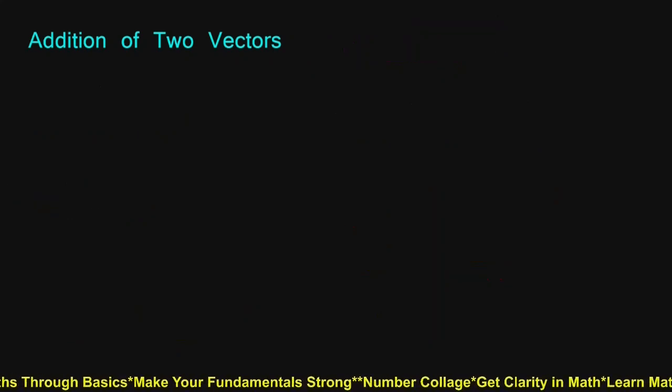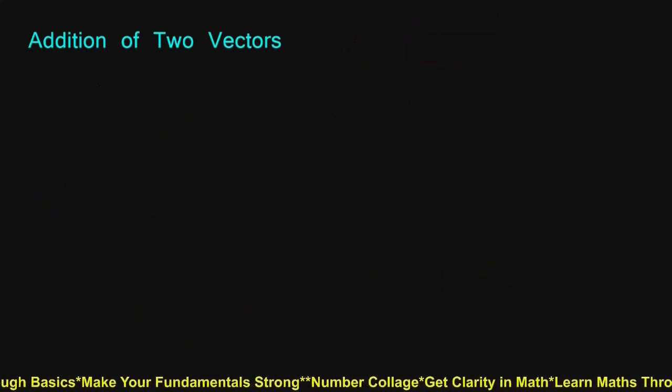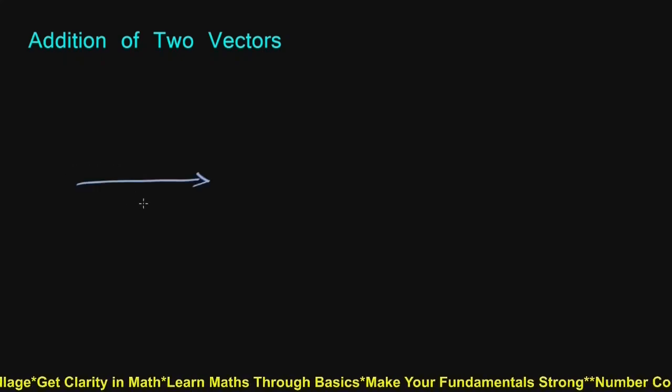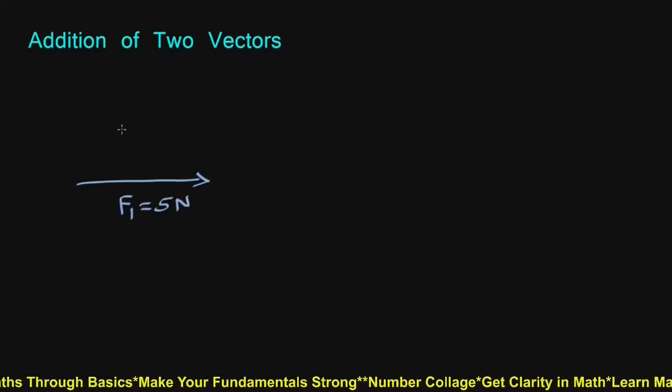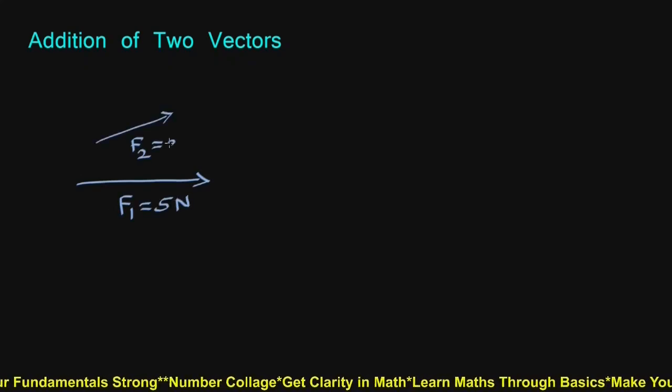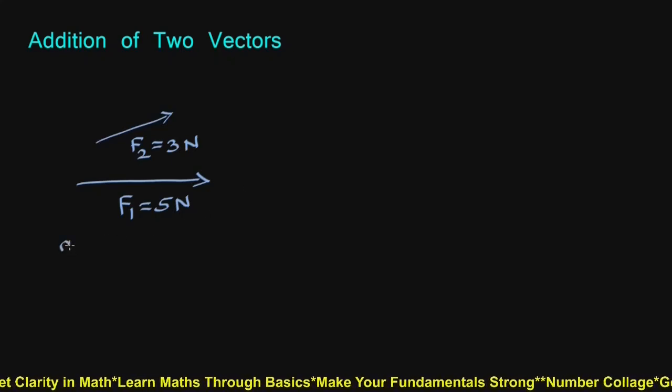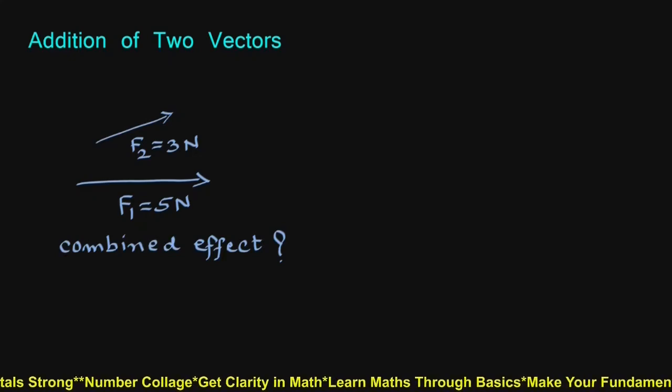To find the resultant effect of two forces acting on a body, we have to add them. Suppose we have two forces, force F1 5 Newton and force F2 3 Newton. To find their resultant effect or combined effect, we have to add them. Now how are they added?